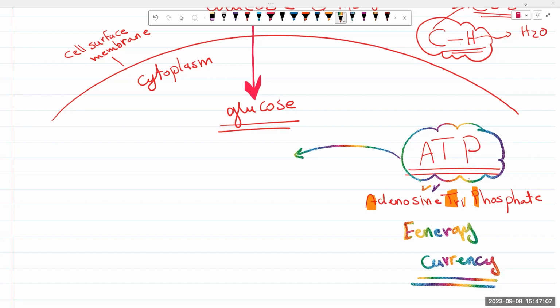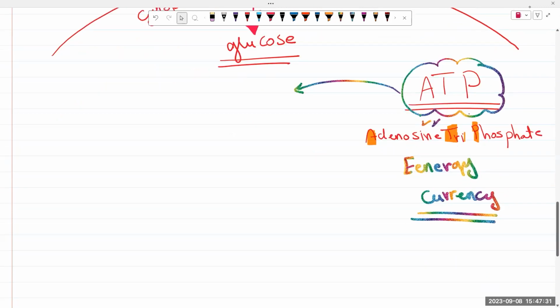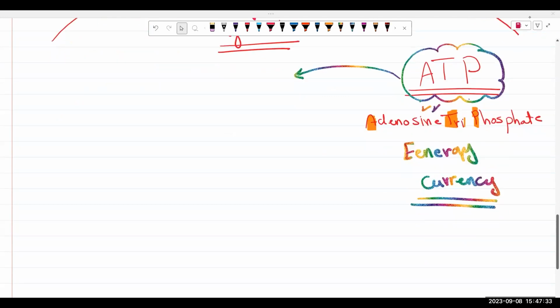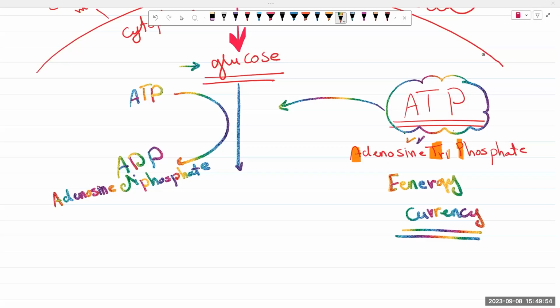Glucose is a stable molecule. It needs activation energy, right? To give activation energy to that glucose molecule, we will need the energy currency inside the cell, because this reaction requires energy, and all the energy will be supplied in the form of ATP. So ATP will be used to activate the glucose molecule by hydrolysis.